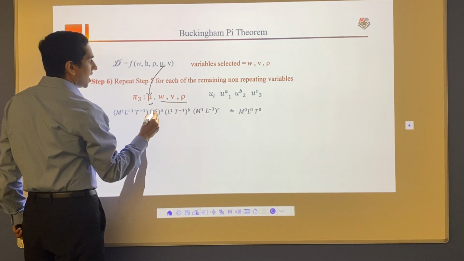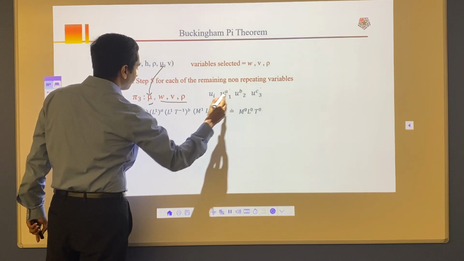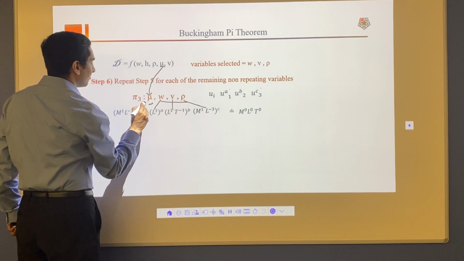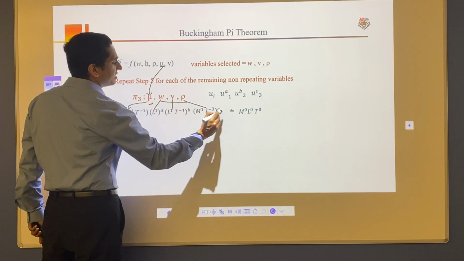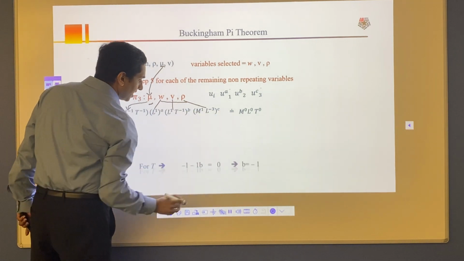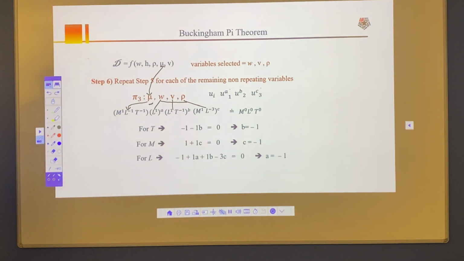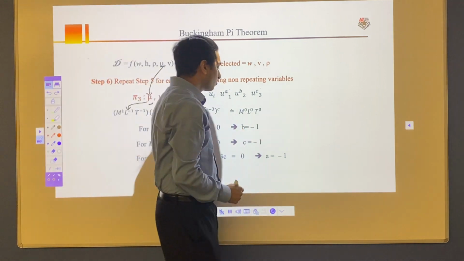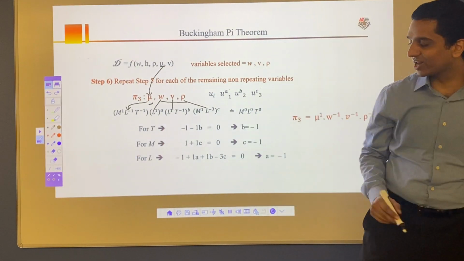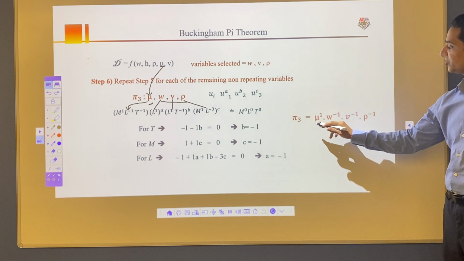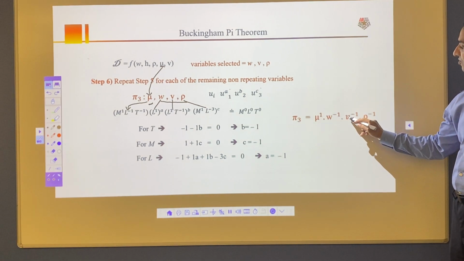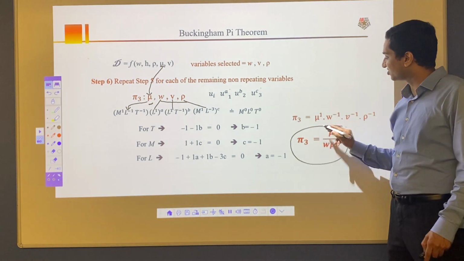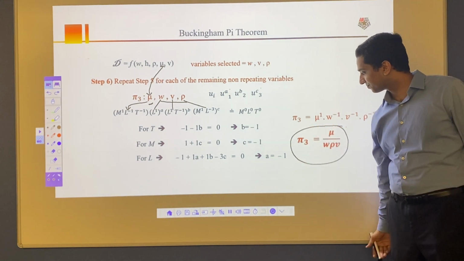So here I need to know the values of A, B, C. I'm going to say that my width is here, velocity, my density here, and my viscosity is here. I'm going to calculate the values of A, B, C, and you will get your values of A, B, C as -1, -1, -1. Finally you can find out pi 3 is equal to u raised to -1, w raised to 1, v raised to -1, density raised to -1, and that's pretty much it.